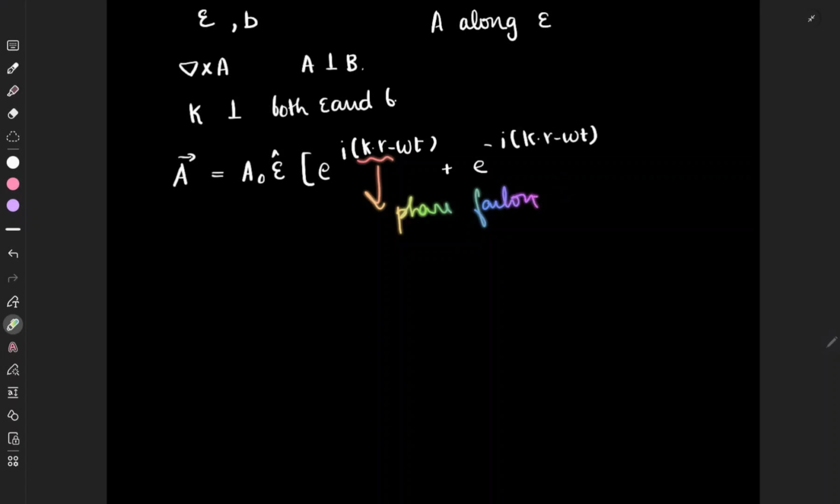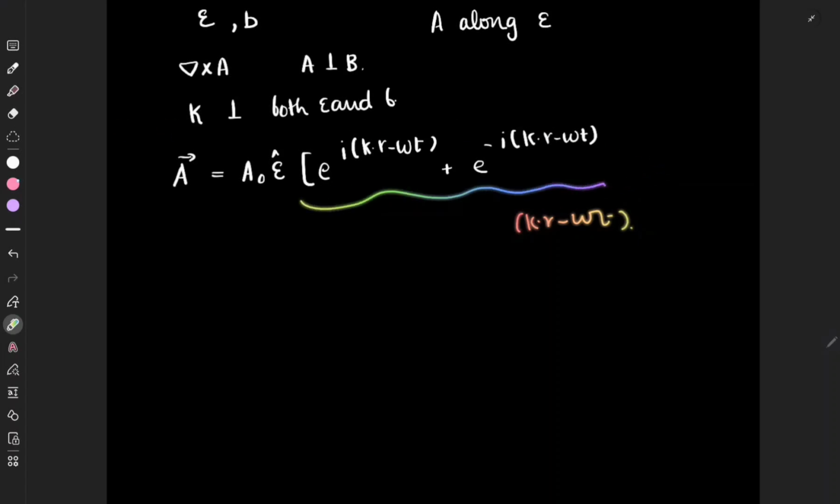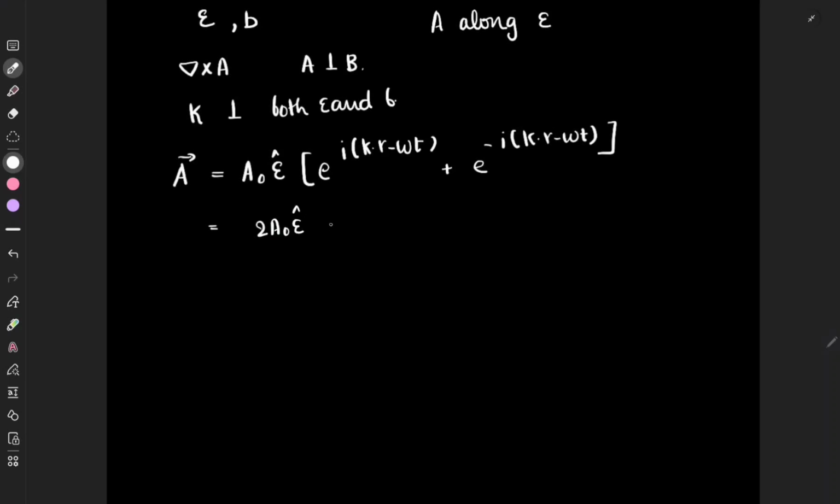We know that this term is nothing but 2 cos of (k dot r minus omega t). We just have to substitute this one, so we get 2 A naught epsilon naught cos (k dot r minus omega t), where r is the propagation direction, k is the wave vector, and omega is the angular frequency.